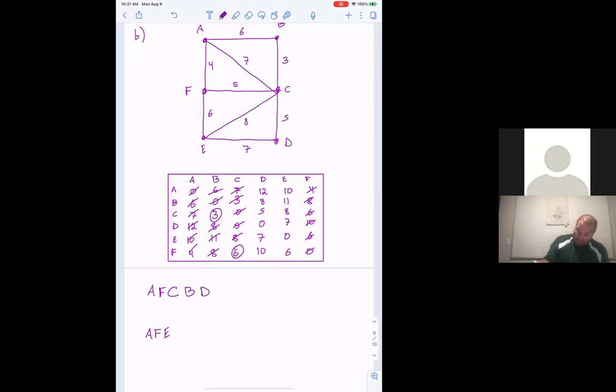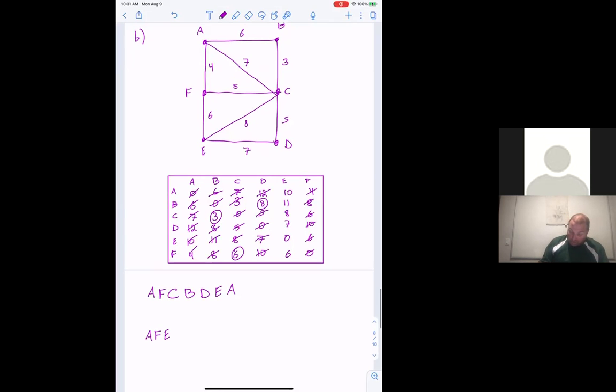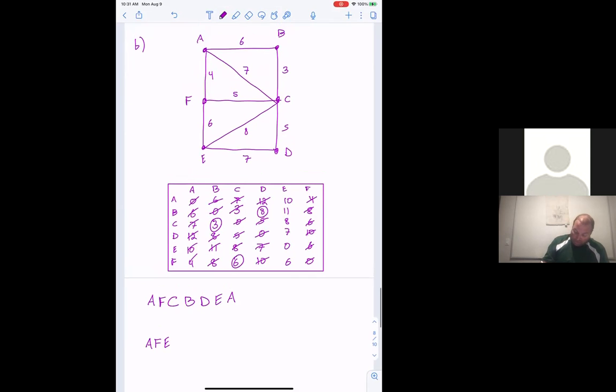B goes to D. And then D goes to E. And then back to A. Let's see if it's direct. A, F, C, B. Nope. In here between B and D, I have to throw in a C. And D, E, and then E to A, I got to throw in an F. So that would be that route.